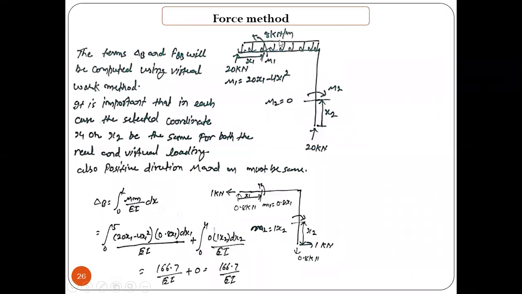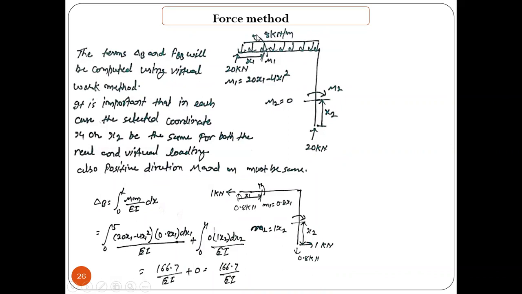So that value will be WL by 2, 8 into 5, which is 40 by 2, that is 20 kilonewton. This one is also 20. Total load is balanced now. So the reaction is calculated. Now cut one section for this segment and cut a second section for this segment.